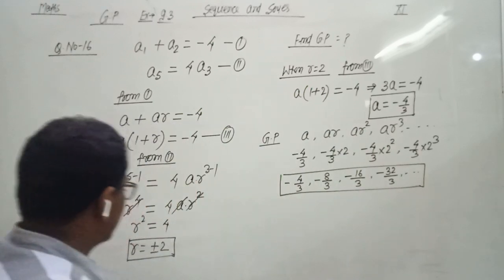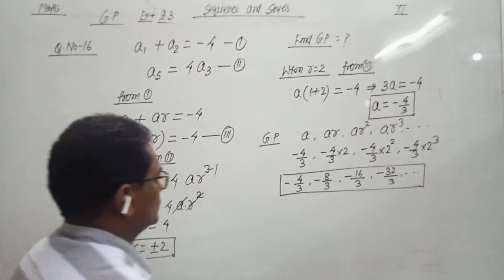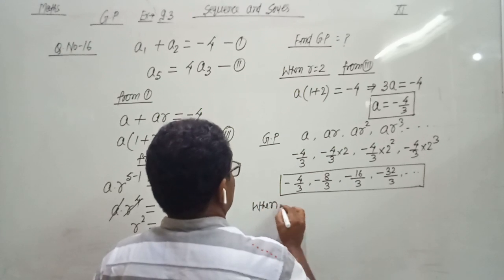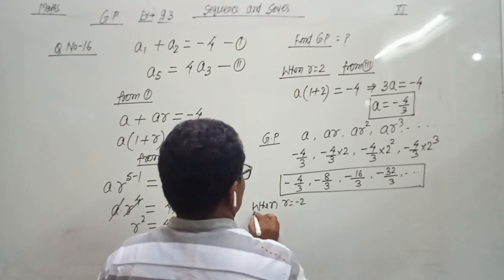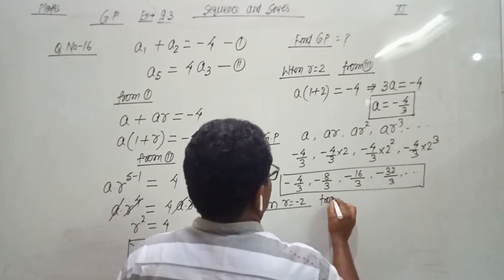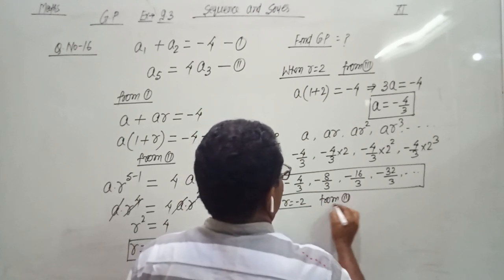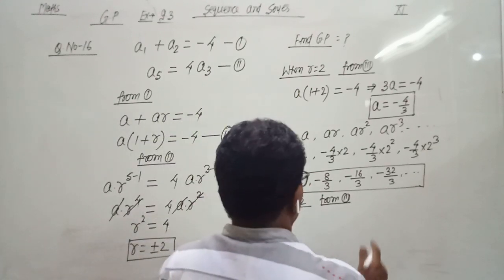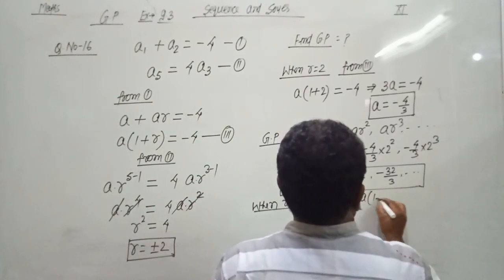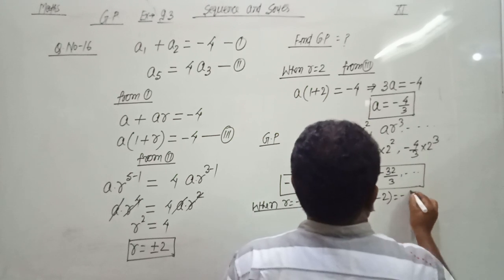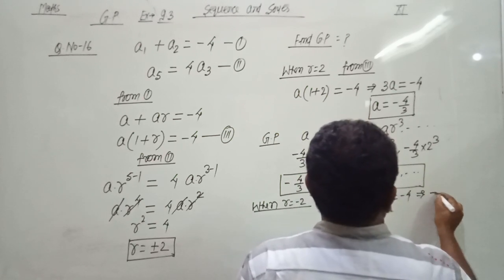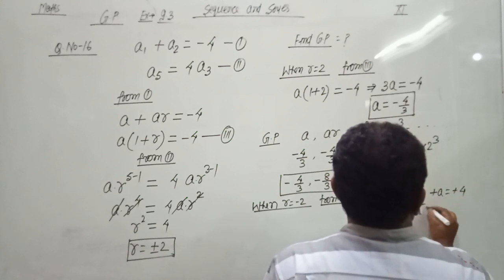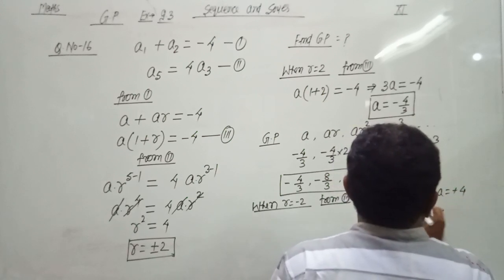And when we take r equals to minus 2, then from the third equation, put the value of r equals to minus 2, then a into 1 minus 2 equals to minus 4, and minus a equals to minus 4, and the value of a comes to be 4.